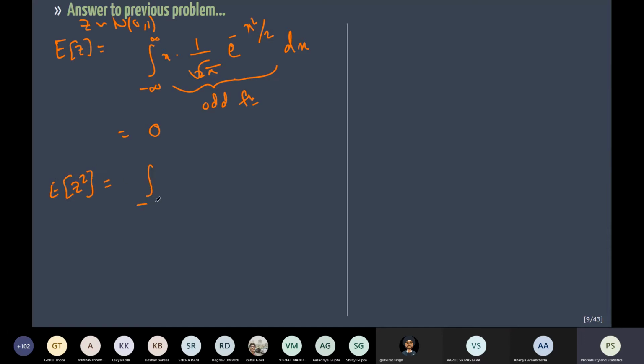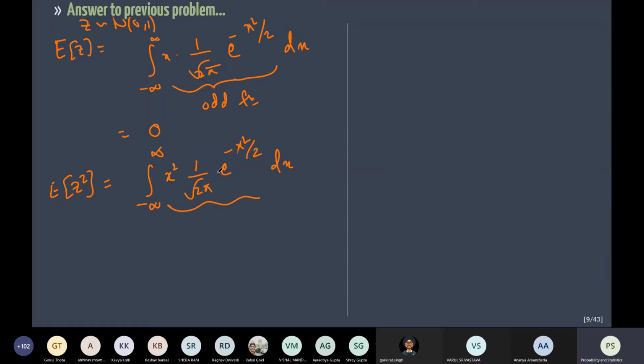So expectation of z square is the integral from minus infinity to infinity, and then we need x square here, 1 by square root of 2 pi e to the minus x square by 2 dx. So what do you think about this? Is this an odd or even function? What do you guess in the chat? Even. Okay, Akash, even. Good. So this is an even function.